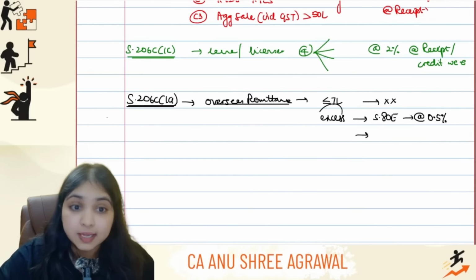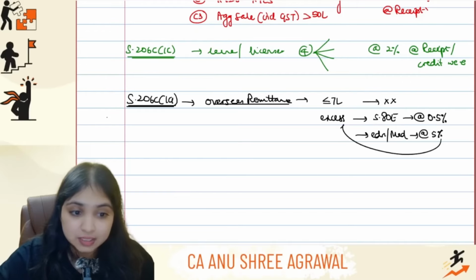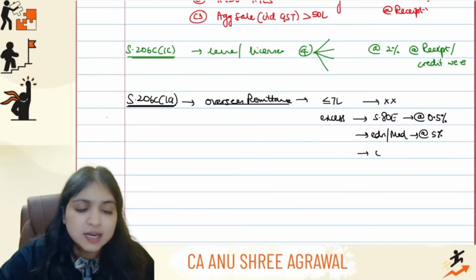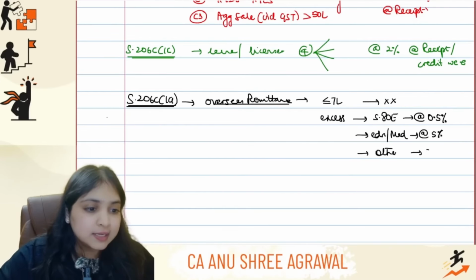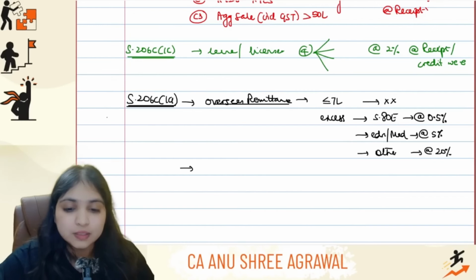But if the excess is relating to some education purpose or some medical purpose, then here the TCS will be at the rate of 5% of this excess. If the excess is relating to any other purpose, here the TCS will be collected at the rate of 20% of this excess. Okay, and then one more point we had learnt with respect to overseas tour package.